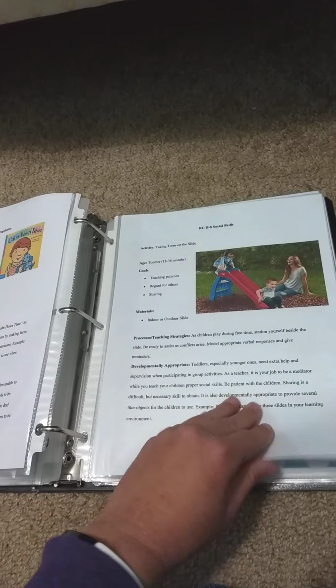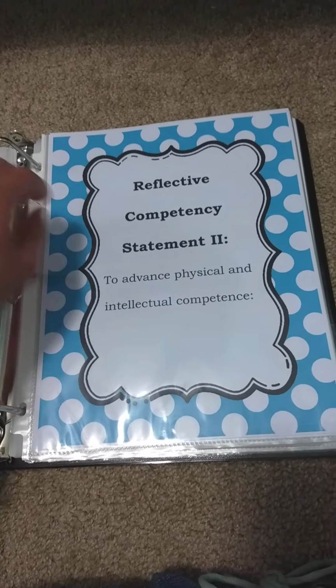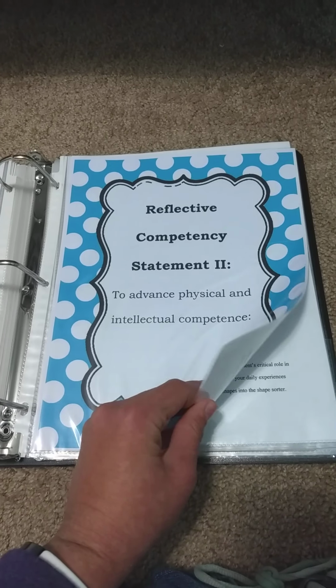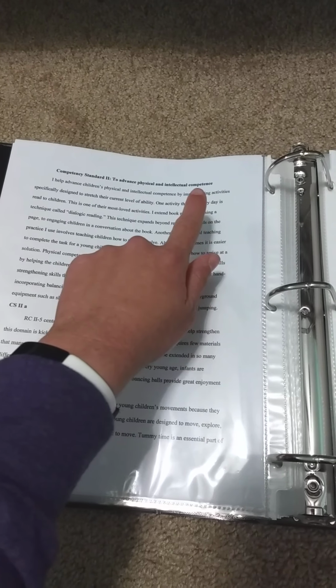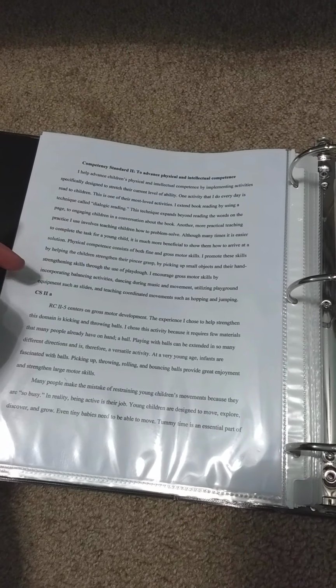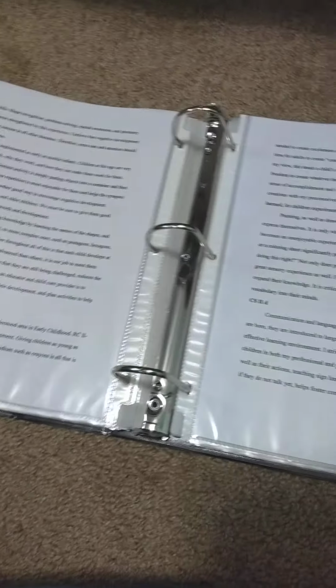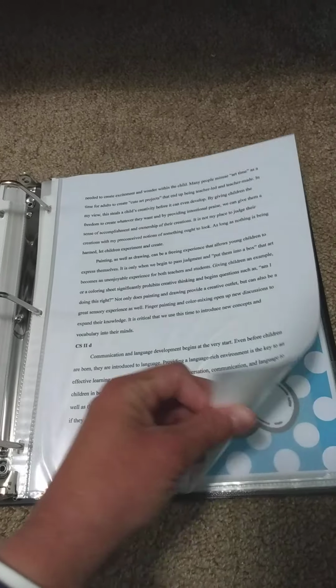And then the next thing that you'll have is the reflective competency statement 2, which is to advance physical and intellectual competence. So this is the competency statement that covers everything from the past 9 activities that we just went through. Again, the formatting, you have the title centered in the middle, and then you have your introductory paragraph. You have CS2A, and then CS2B, CS2C, and CS2D.